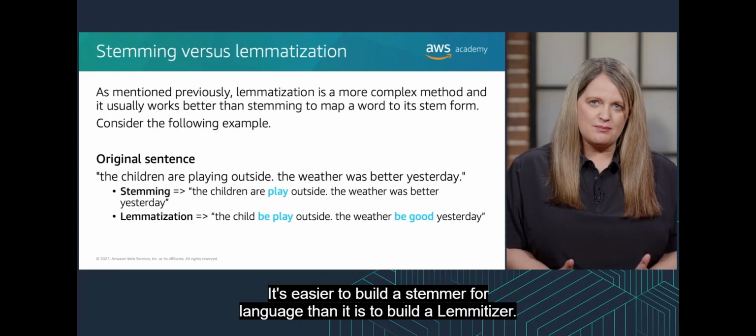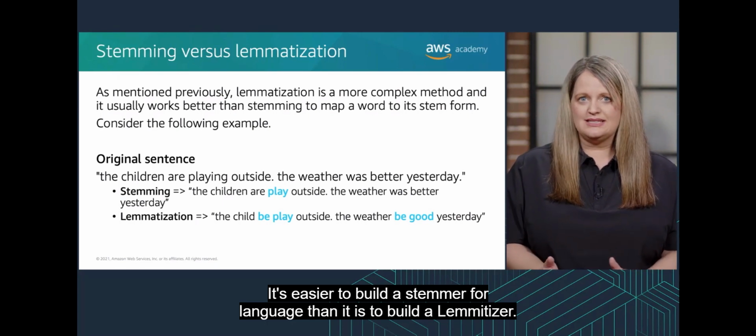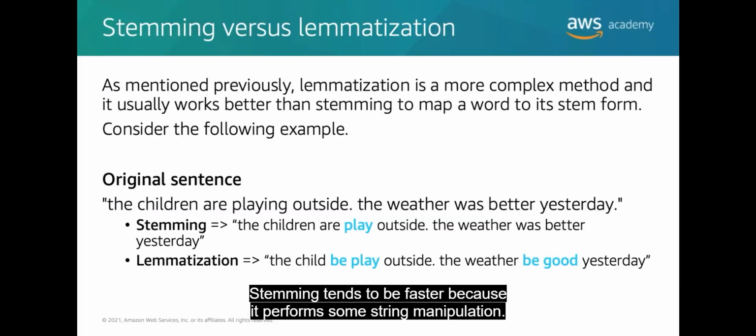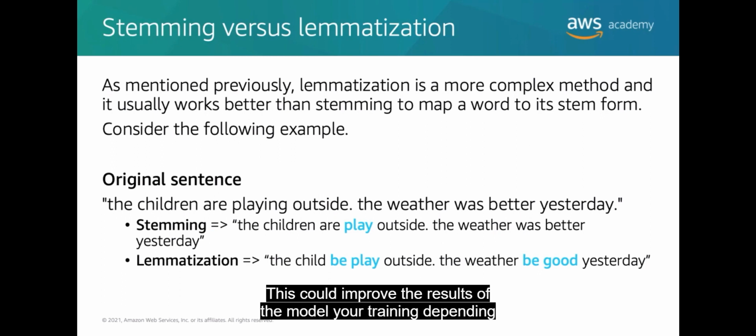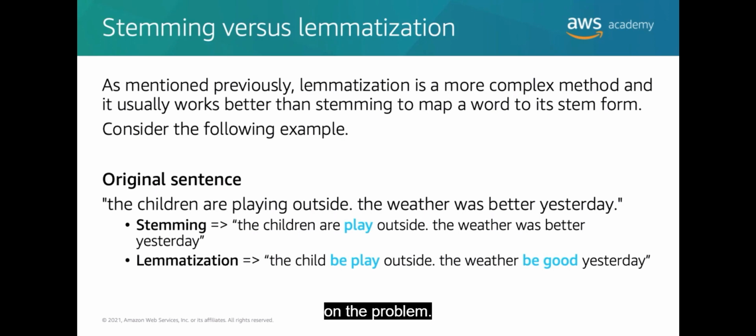It's easier to build a stemmer for a language than it is to build a lemmatizer. Stemming tends to be faster because it performs some string manipulation. A lemmatizer is slower because it needs to look up each word, and you might also need to calculate what part of speech a word is. Which tool gives you the best results depends on the type of problem you're solving and the trade-offs you can make in performance versus accuracy. In the example, the lemmatized version has fewer tokens because are and was are mapped to be. This could improve the results of the model you're training depending on the problem.